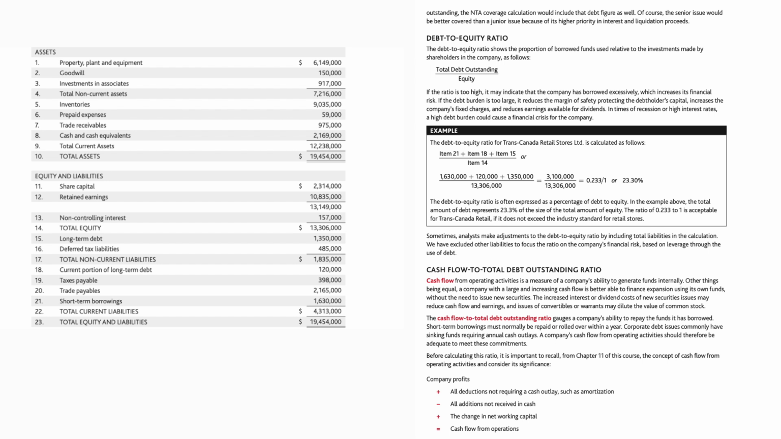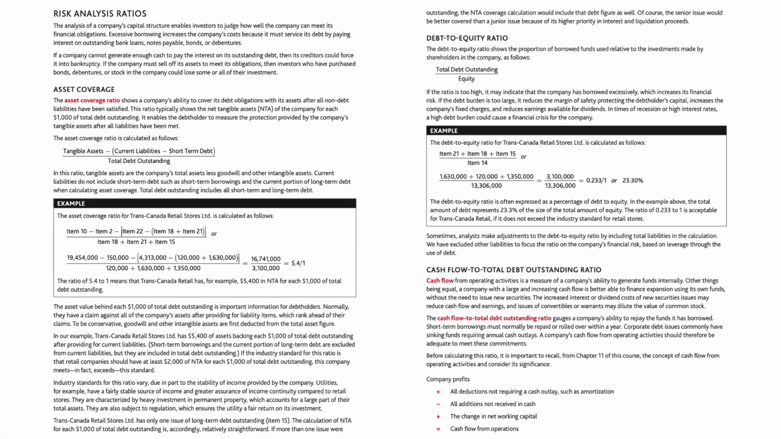Cash flow to total debt outstanding ratio. Cash flow from operating activities is a measure of a company's ability to generate funds internally.